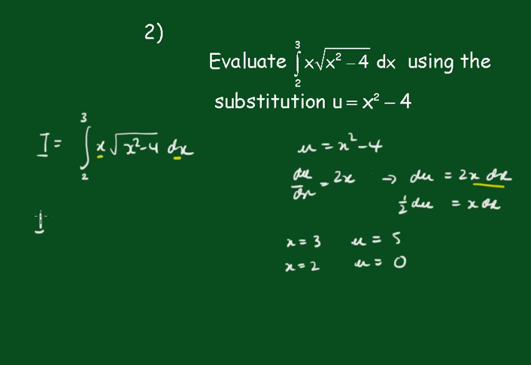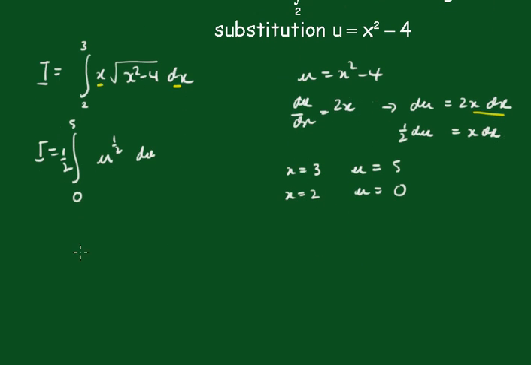Ready to go now? Okay, here we go. So it's going to be a 5 here and a 0 here. This is the square root of u, or u to the half. And this, remember, was a half du. So I'll put the half at the front. And we've got our du there. Okay, fairly simple one to integrate now. It's going to be equal to 1/2 integral of, that will be u to 3 over 2. And this becomes 2/3 there, between 5 and 0.